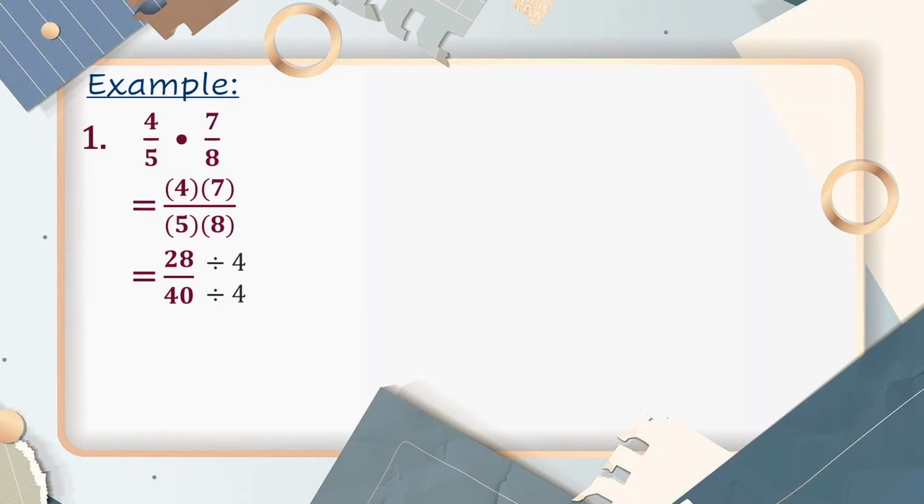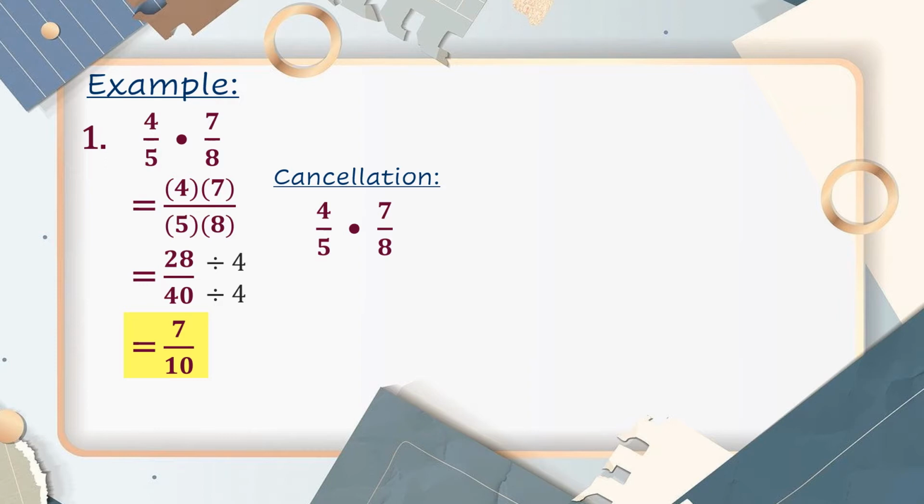So, 28 divided by 4 is equal to 7. 40 divided by 4 is equal to 10. So, our final answer is 7 over 10. Next, we can also use the cancellation method. Sa cancellation method, ang ika-cancel natin is isang numerator, isang denominator, kung saan pareho sila ng number na divisible.